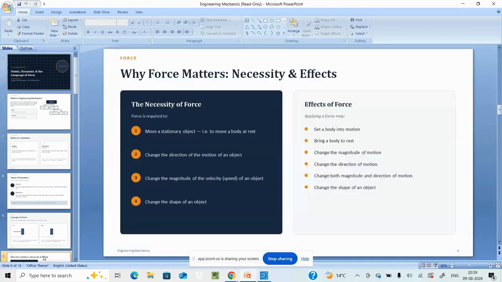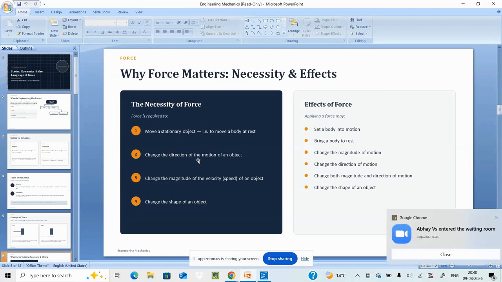Now you might ask why the force is required, the necessity of the force, and the effects of force. These are the four important points, the necessity of a force. To move a stationary object, we need a force. And if something is in motion and you change its direction, that is also the necessity of the force.